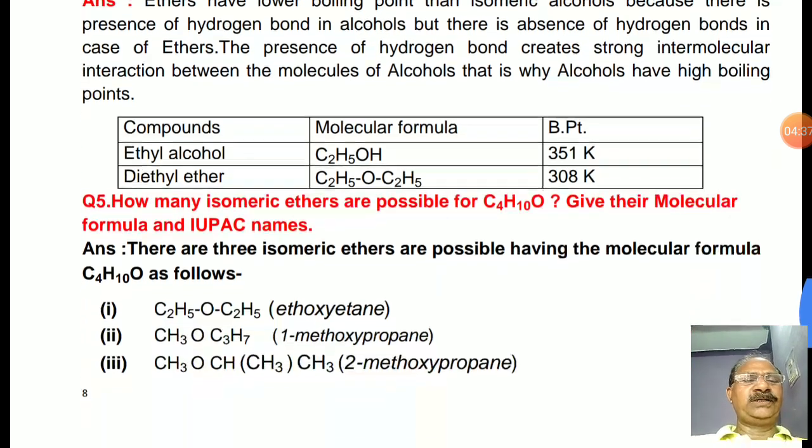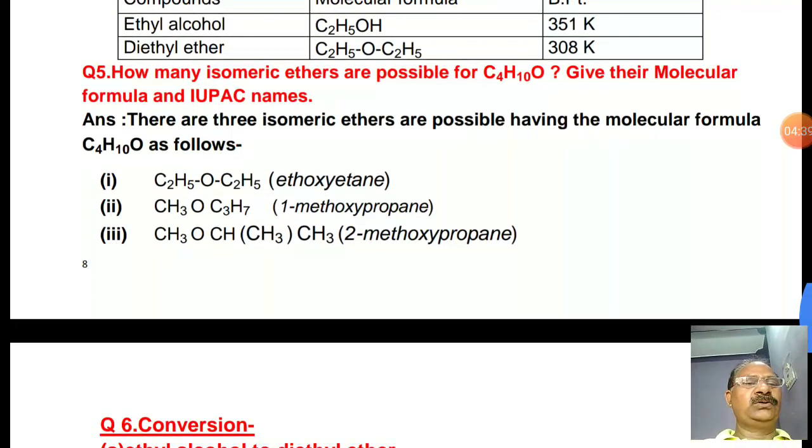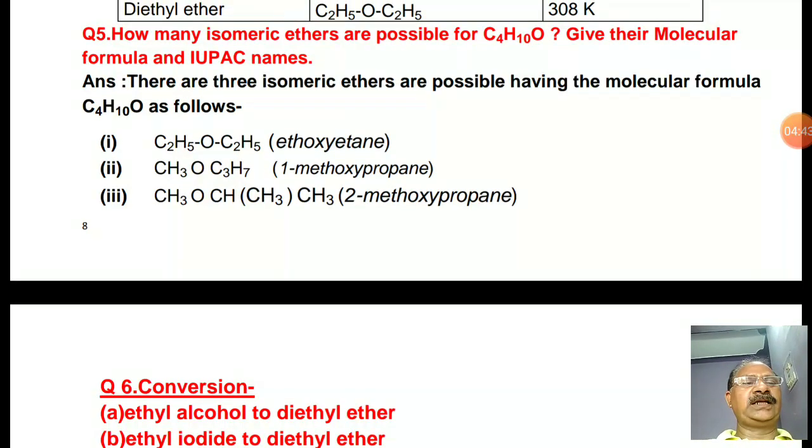Fifth question is: how many isomeric ethers are possible from C4H10O? Give their molecular formula and IUPAC names. So generally 3 types of ethers are possible from the molecular formula C4H10O, as follows. First is ethoxyethane, second is 1-methoxypropane, and third is 2-methoxypropane.